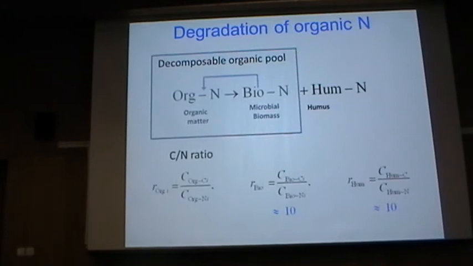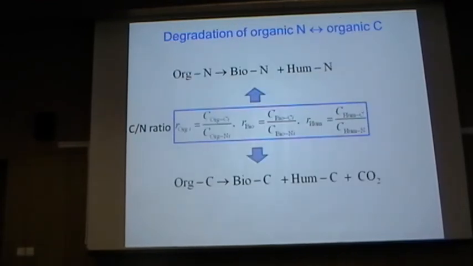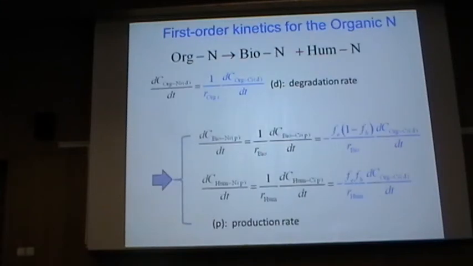Also, we define the CN ratio for each component. The CN ratio for the biomass and humus is generally around 8 to 10. It's generally constant. Then we can relate the degradation of organic nitrogen with the degradation of organic carbon using the CN ratio. We also use first-order kinetics for the organic nitrogen degradation, but we can relate it with the CN ratio like this. The same is true for the biomass nitrogen production and humus nitrogen production, like this.